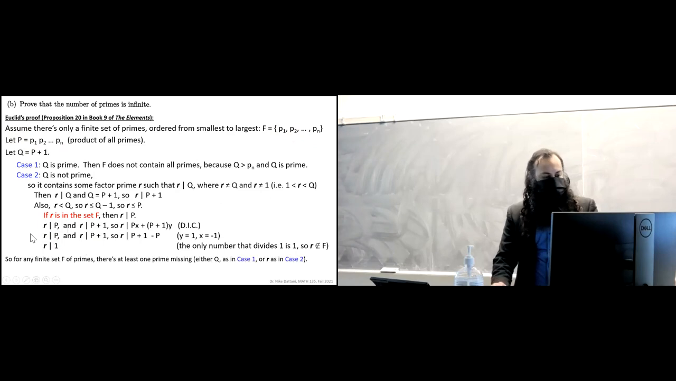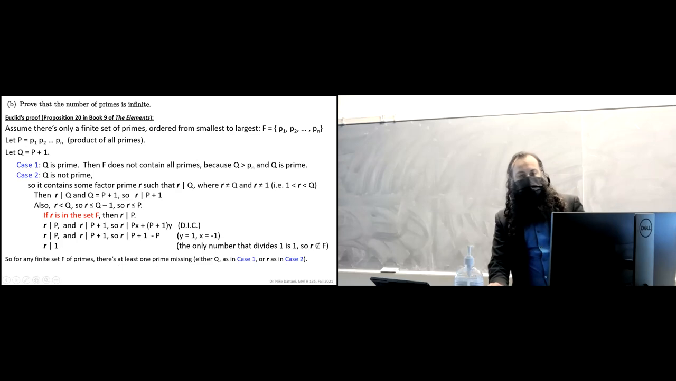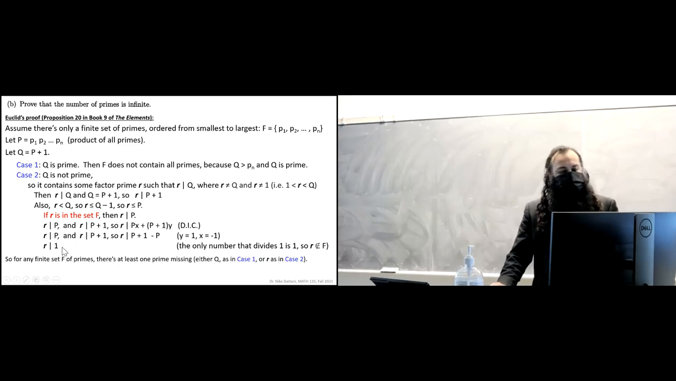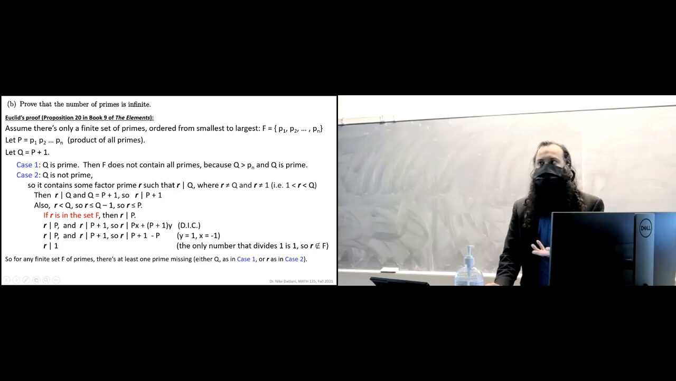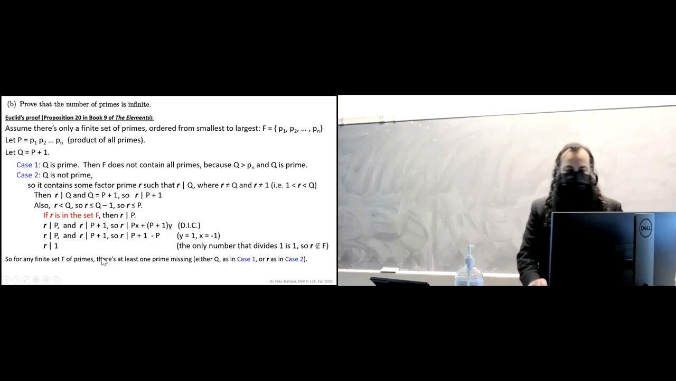So that means that for any set of F primes, whatever that set is, I haven't told you which primes these are, it's just a finite set of primes, there's at least one prime missing. In case one, it's Q that's missing. In case two, it's R that's missing. R is a prime that's not one and not Q, and it's definitely not in this set, because if it's in that set, that implies that R divides one, which is not true.